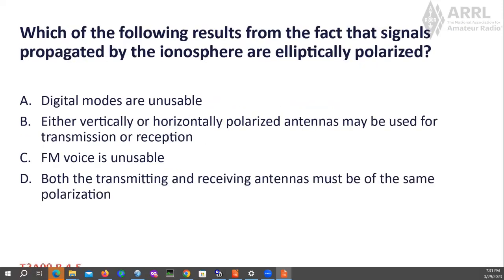Which of the following results from the fact that signals propagated by the ionosphere are elliptically polarized? And the answer is B. Either vertically or horizontally polarized antennas may be used for transmission or reception.